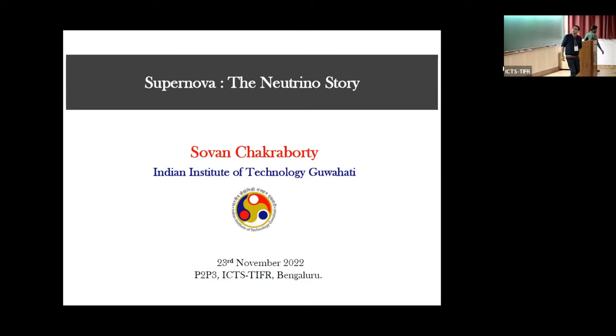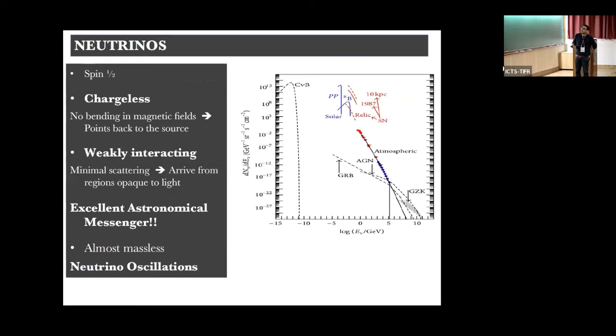So thank you. What I have been asked to talk about is supernovae and the neutrinos from them. And thanks to Poonam and Shubhendu, we already have a reasonable idea about neutrinos. And this is the neutrino sky. Both of them showed it.